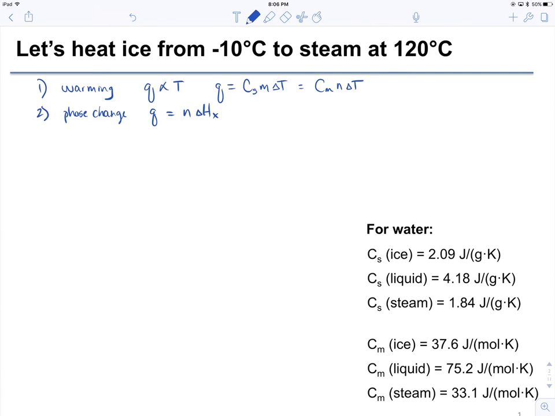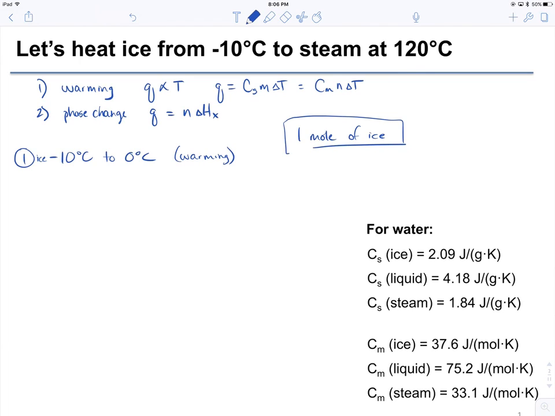So if we're considering the first step, we're warming from minus 10 degrees Celsius, we're talking about ice at minus 10 to the melting point, 0 degrees Celsius. So this is warming, so we'll deal with the first option here. And what's missing is some other information. We're going to talk about 1 mole of ice. Okay, and so this is what we're going to be working with this entire time. 1 mole of ice from minus 10 degrees Celsius to steam at 120 degrees Celsius.